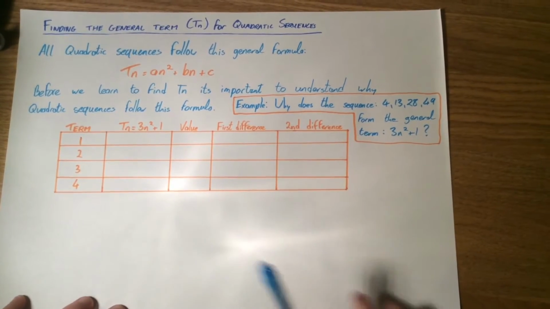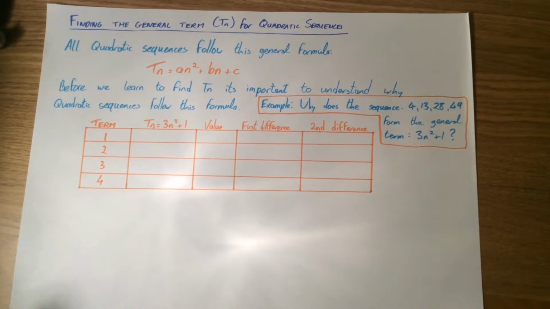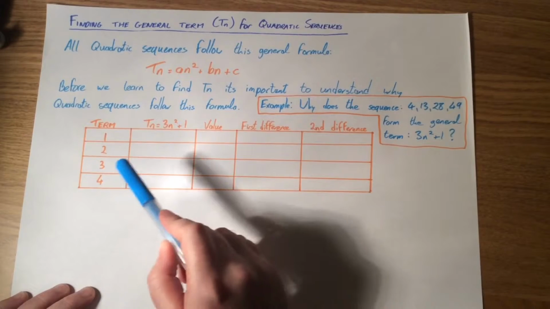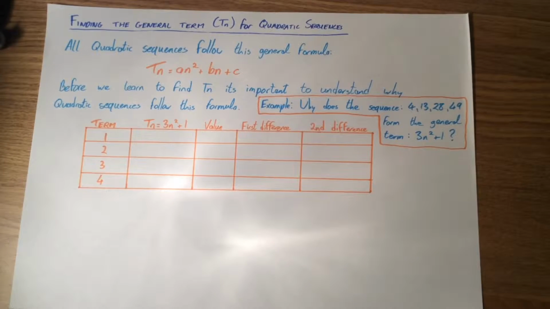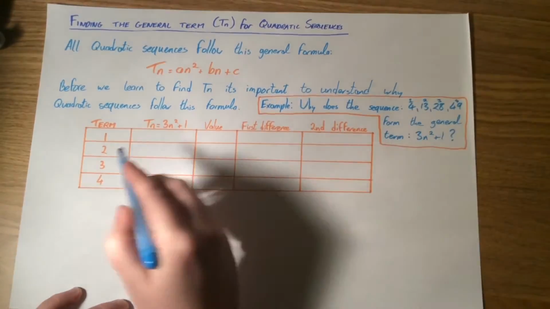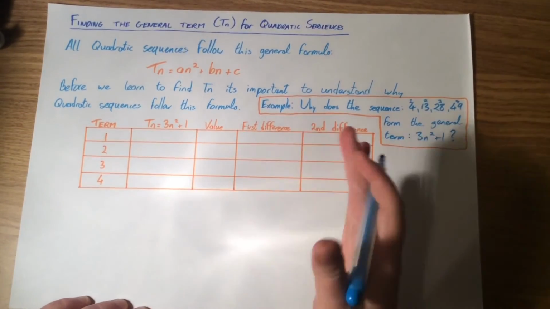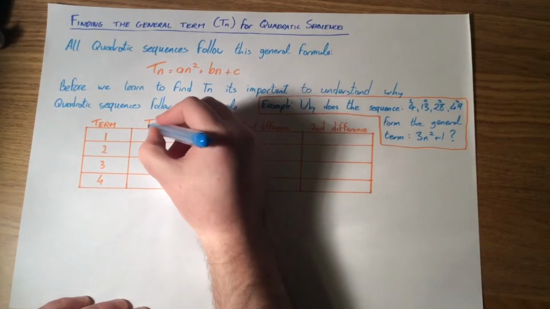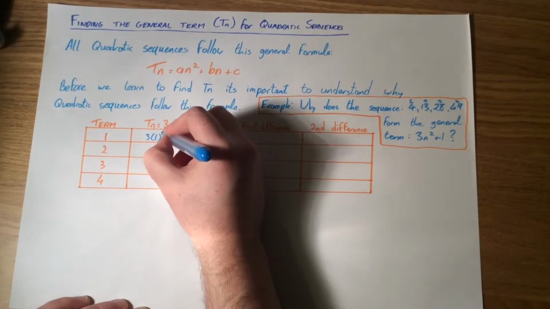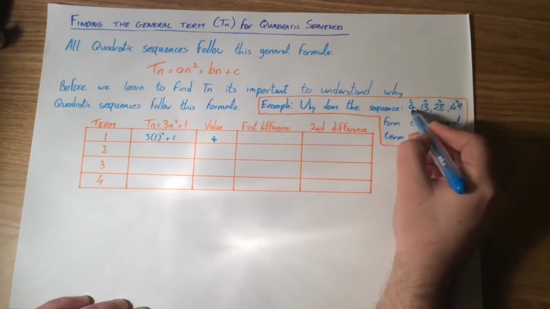Before we learn to actually find the general term for ourselves, it's important that we learn how it is actually a thing and where it comes from. So let's look at this example. Why does the sequence 4, 13, 28, and 49 form the general term 3n squared plus 1? You can think of this as term 1, term 2, term 3, and term 4. I've done this table out, and it's the exact same table in your book. I can't remember what page it's on, but it's just a couple of pages after where we've left off. So to find t of n, where the nth term is always given the letter n, it's 3 multiplied by 1 squared plus 1. So 1 squared is 1, multiplied by 3 is 3, plus 1 is 4. There it is.